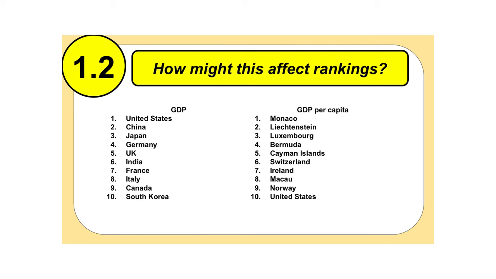Take a look at these two charts here. So now, understanding the difference between GDP and GDP per capita, look at this question. How might this affect these rankings? Just stop here and pause for a moment and think, how might GDP and GDP per capita affect these rankings in any way to you?